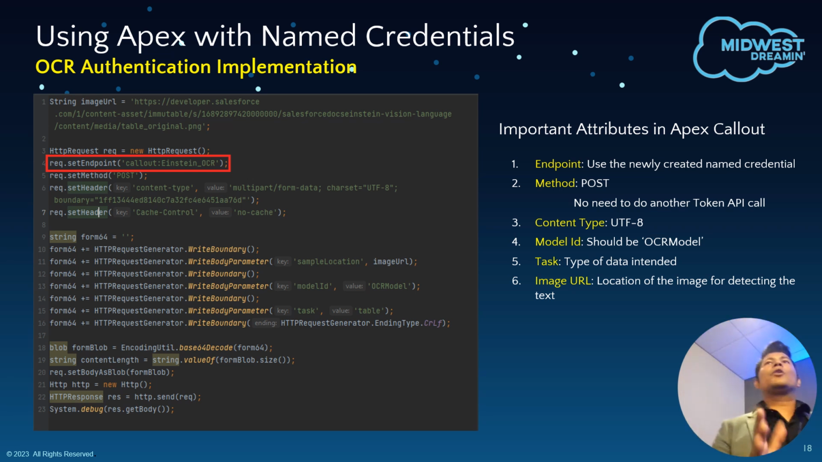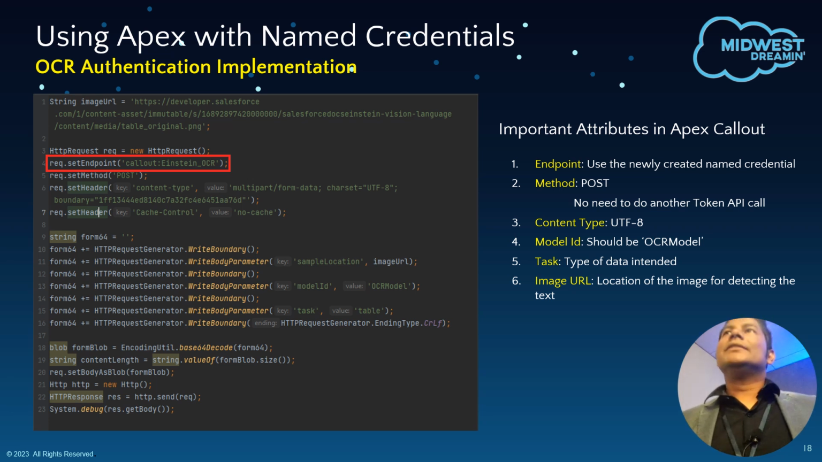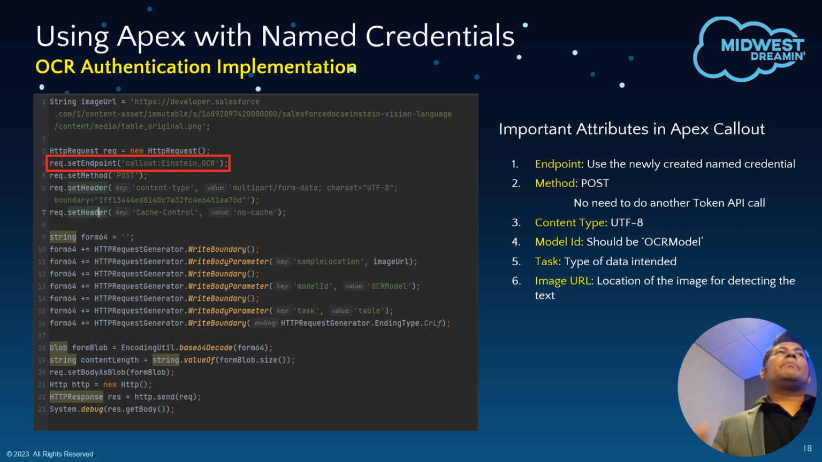This is a sample code that you can use to connect with the Einstein Vision OCR. At the top part, you have the image URL. I got a random URL from the internet. Then you see the set endpoint. You create an HTTP request, and over there you provide the set endpoint. Generally, if you're writing in Apex, you provide the URL, but over here we're just providing the named credentials.